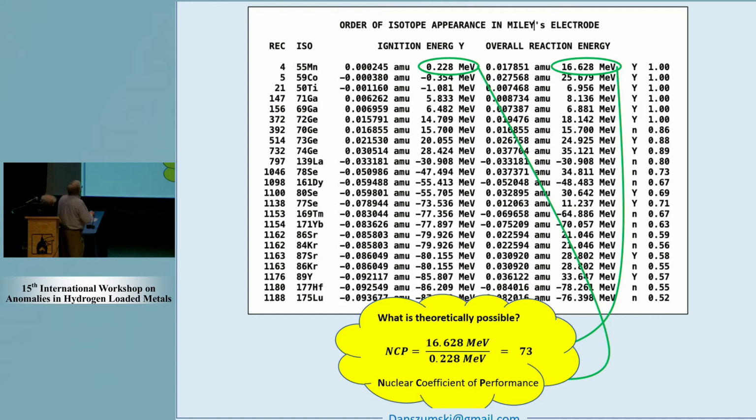Okay. Just on the basis of the nuclear performance, the nuclear coefficient of performance for the first record up there, the amount out divided by the amount in, I'm seeing about 73. So theoretically, you could get something on the order of a COP of 73, okay? And it depends on what kind of impurities you have in your nickel or palladium electrode or whatever it is.